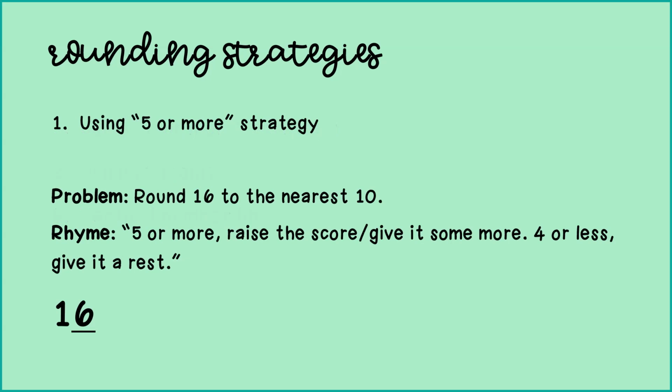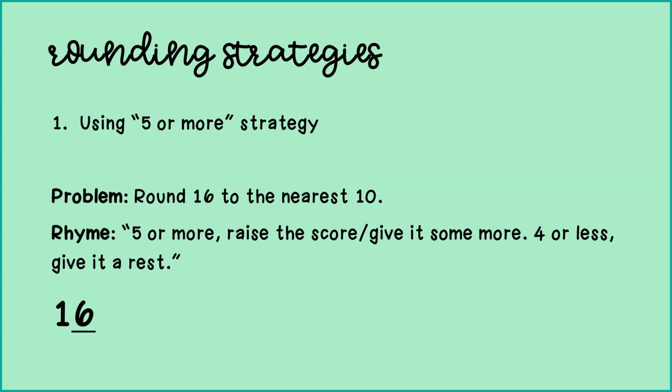So the 5 or more strategy, you use this rhyme. 5 or more, raise the score or give it some more. 4 or less, give it a rest. So here we have rounding 16 to the nearest 10, and they're looking at that 6. Since the 6 is 5 or more, then they're going to be rounding up to 20.